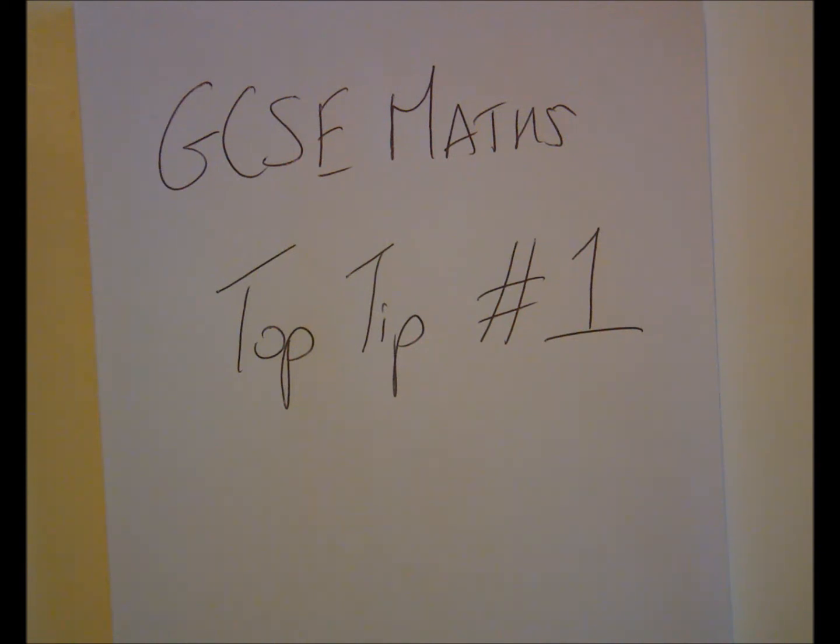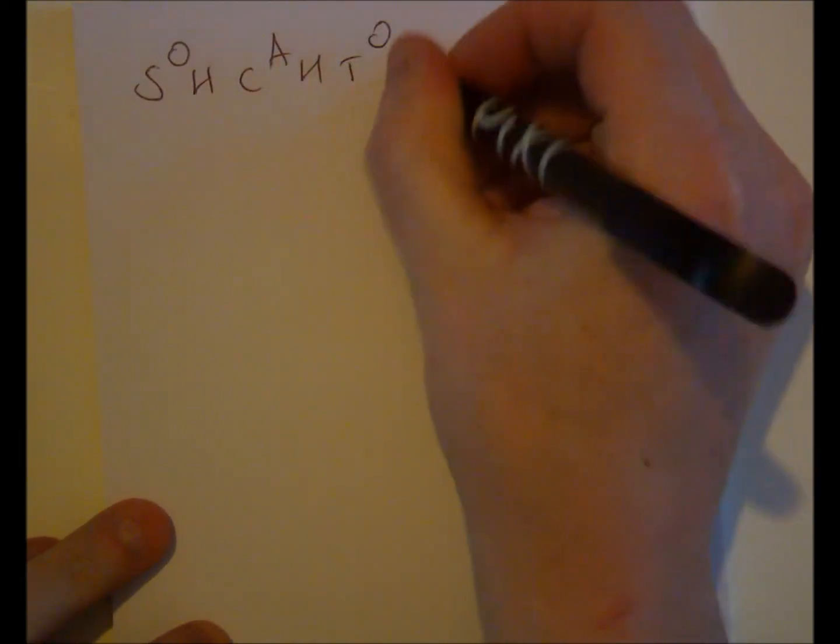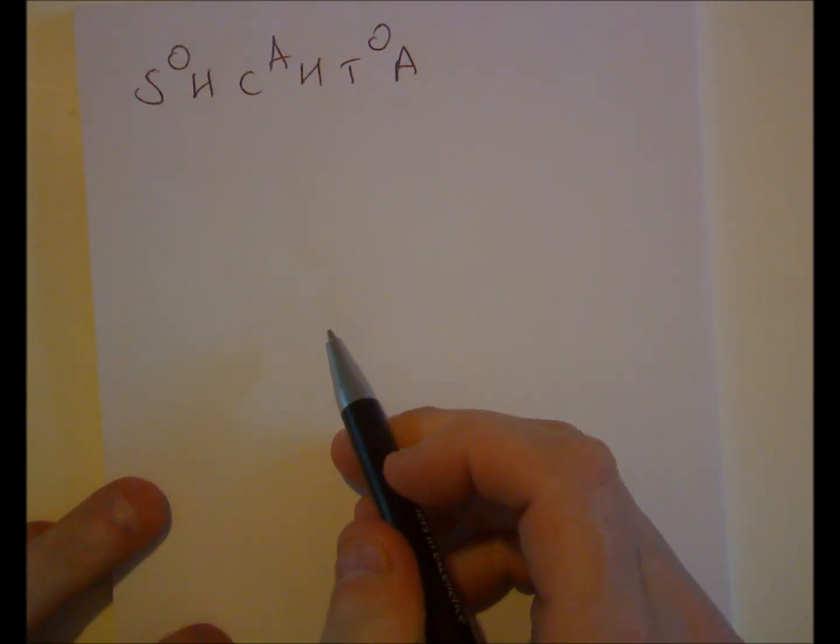Welcome to my video. This is my first GCSE Maths top tip, and it's very much for the two calculator papers. And my top tip would be to, if you have chance, download some formula at the beginning of the exam. And the first formula I'd like to look at is SOHCAHTOA.